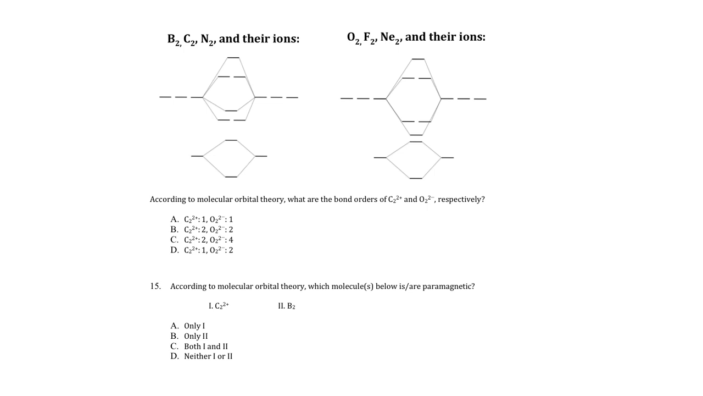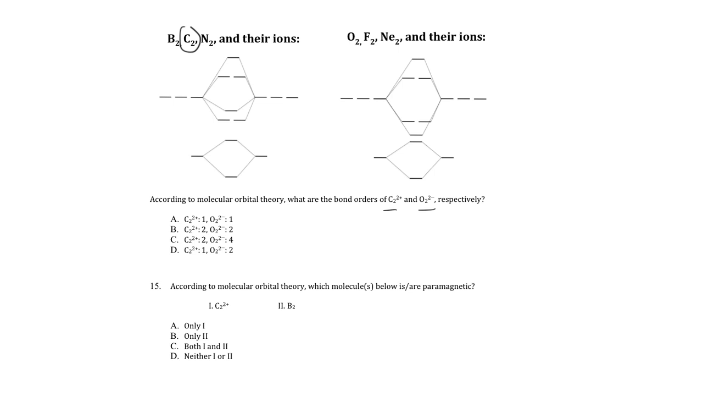Let's look at a couple MO diagram questions, and then we'll wrap up for today. So for MO theory, what are the bond orders of C2 2+ and O2 2-? When we're given a question on the ions of a compound, we want to go to the diagram. You get these diagrams on the test or on the sample info sheet.